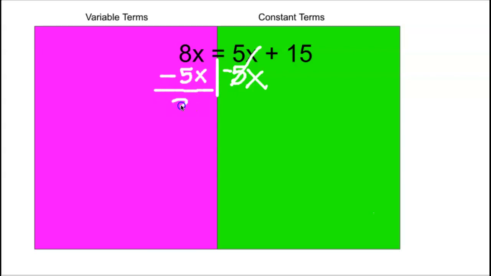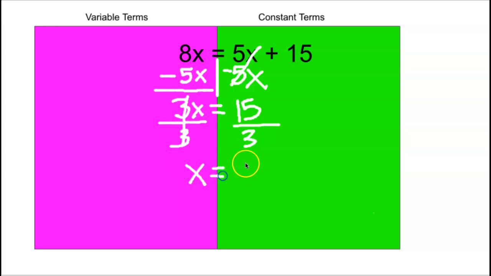8x minus 5x is 3x. And then we just bring everything else down. So our equal sign, and we're left with this 15. Okay, so now we are just solving this equation. So we have 3x equals 15, and right here, this is multiplication. It's 3 times x. So the inverse operation of that is division. So we divide by 3 on this side. That gets rid of that. And then whatever we do on this side of the equal sign, we have to do on this side. So we divide by 3. And we are left with x equals 5.